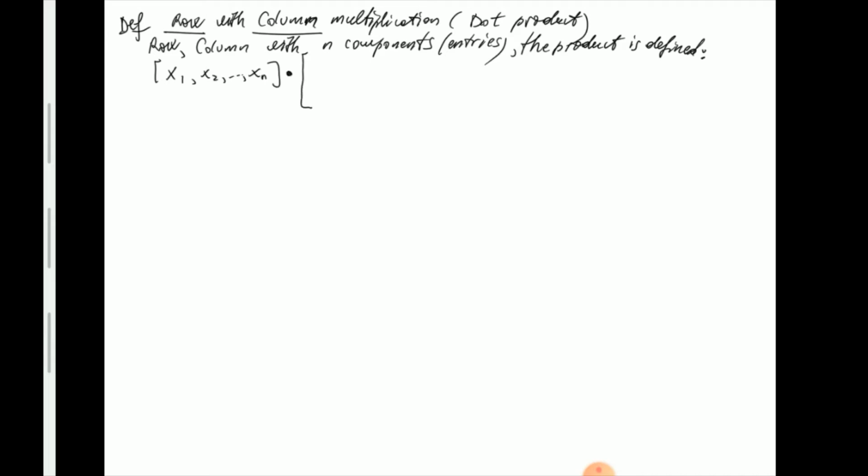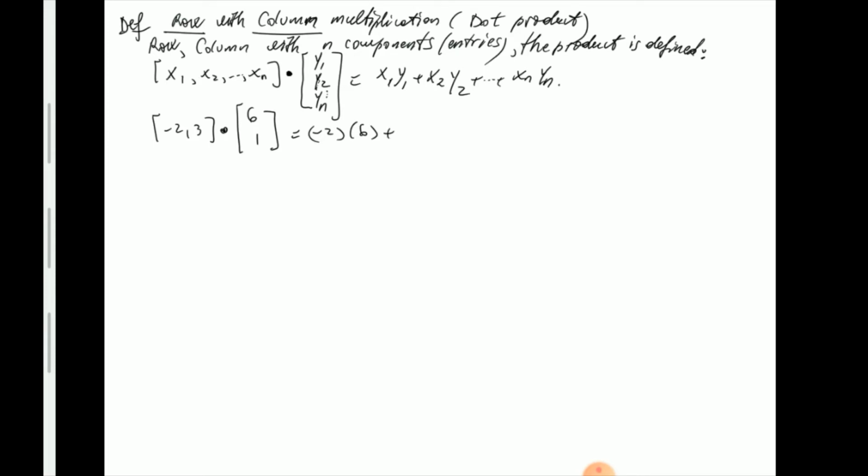And then usually the dot product, to not be confused with the regular multiplication, is written with a dot a little bit more emphasized like that. And then let's say the entries in the column are y1, y2, yn. So basically this is pairwise component-wise multiplication and addition: x1 times y1 plus x2 times y2 up to xn times yn. Let's take another quick example. Let's say you have the row matrix minus 2, 3 dot the column matrix 6, 1. So that's minus 2 times 6 plus 3 times 1, which gives me minus 12 plus 3, and that's minus 9.